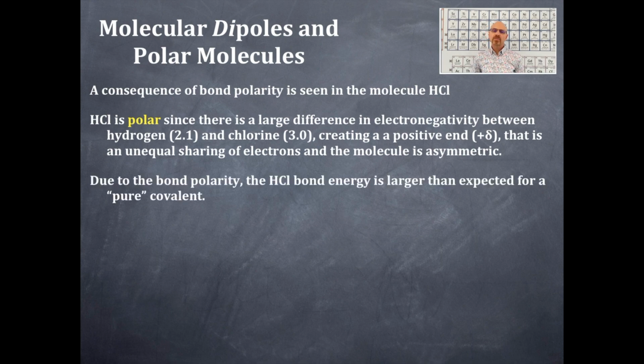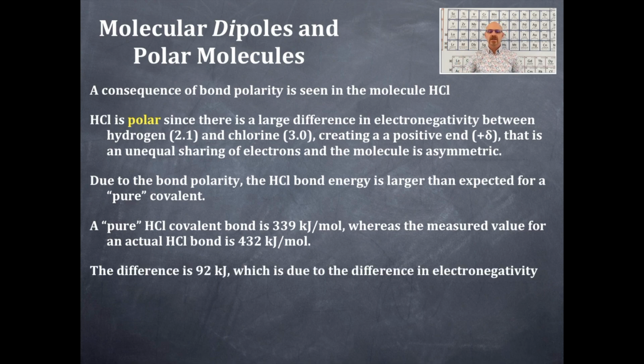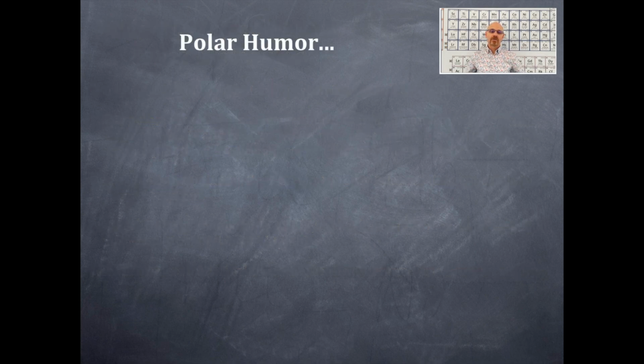Due to the bond polarity, the HCl bond energy is larger than expected for a pure covalent bond. A pure covalent bond for HCl is 339 kilojoules per mole, whereas the measured value for the actual HCl bond is 432. So that means that bond has increased in energy due to the electronegativity difference. The difference is 92 kilojoules. This is due to the difference in electronegativity. Hopefully that makes sense for you.